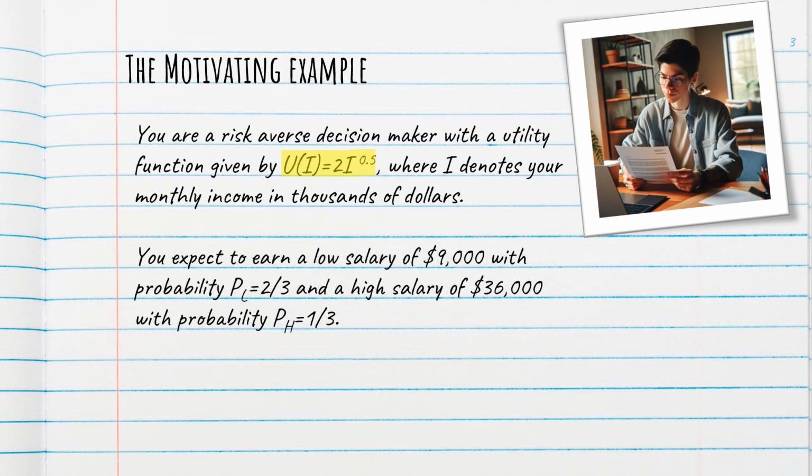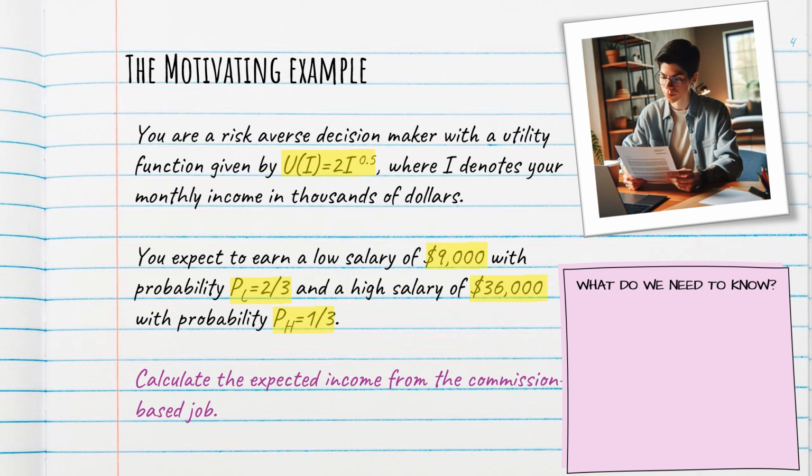You expect to earn a low salary of $9,000 with probability 2/3 and a high salary of $36,000 with a probability of 1/3. Our goal is to calculate the expected income from the commission-based job. How are we going to solve this question? We just need to apply the expected value formula, which is really like a weighted average. So the expected value of your income will be the probability of the low income times the low income plus the probability of the high income times the high income.